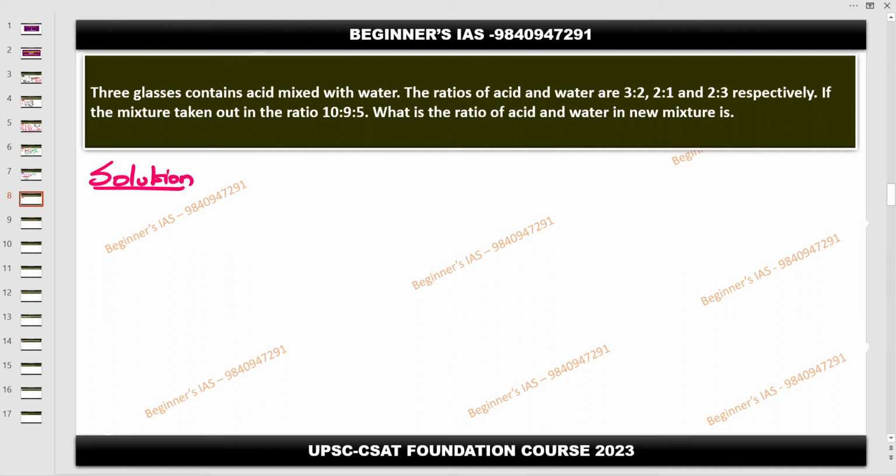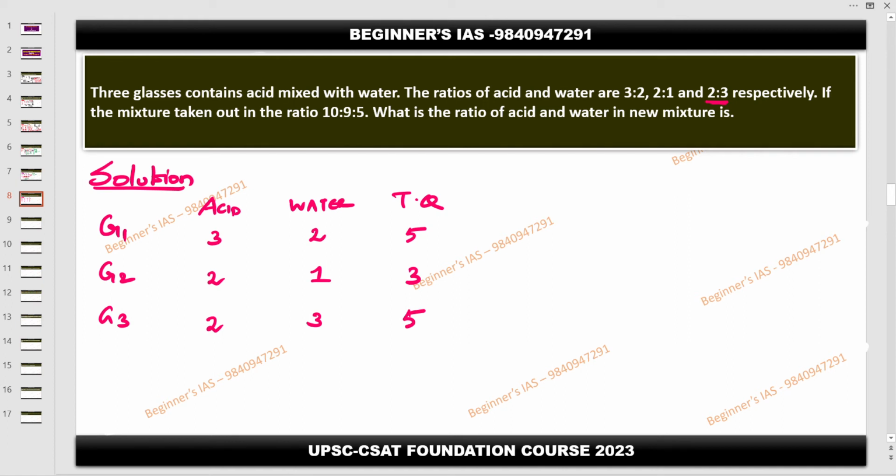Anu, tell me the procedure, what to do here. Do you know the groups? Group 1: 3, 2. Group 2: 2, 1. Group 3: 2, 3. Then total quantity: 5, 3, 5. Fine.